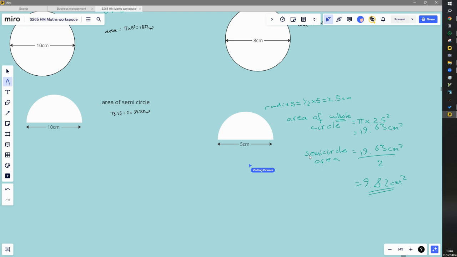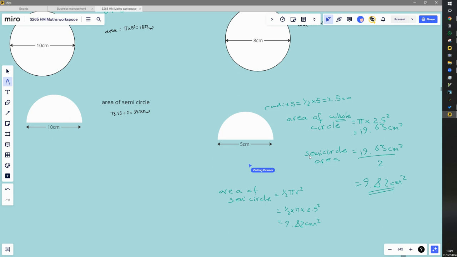Now I could have done that in a slightly quicker way. I could have just said the area of a semicircle is going to be half times pi r squared. Because pi r squared is the area of the circle, so it's just half of that, and I could make the whole process a tiny bit quicker. So half times pi times 2.5 squared, and I'd get the same answer. I'd still get 9.82 centimeters squared. So that's all there is to areas of semicircles.